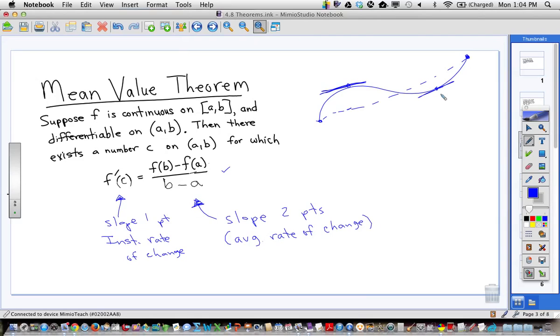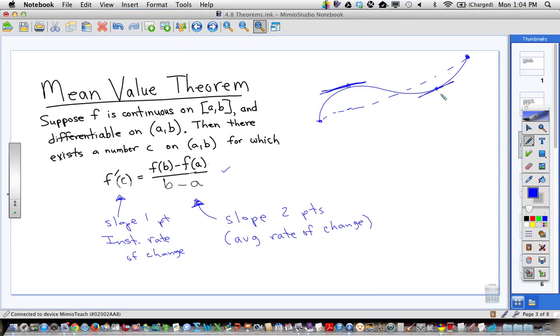Right? So from here to here I average 60 miles per hour. At some point in time I had to be going 60 miles per hour. Maybe not the whole time. Slowed down, sped up, whatever. But at some point I had to have been going 60 miles per hour. That's what the mean value theorem says.